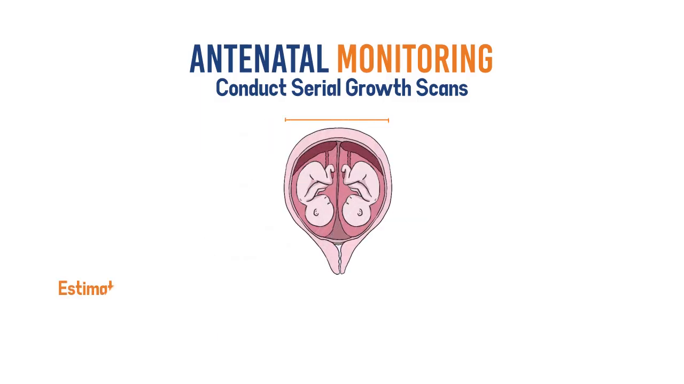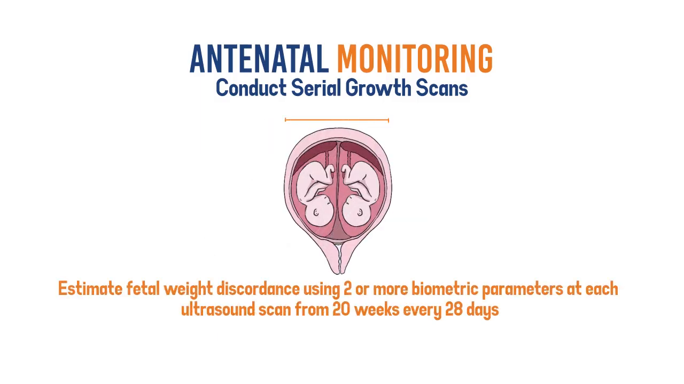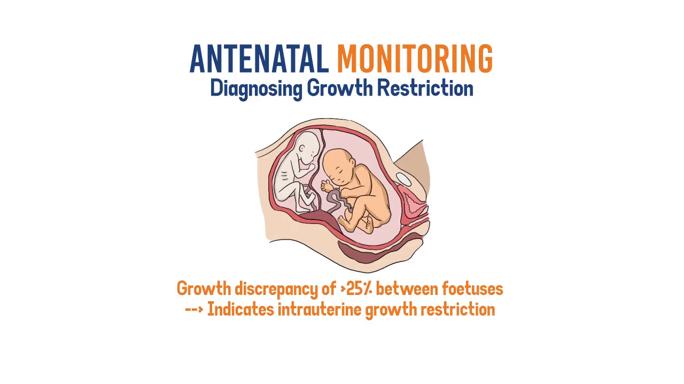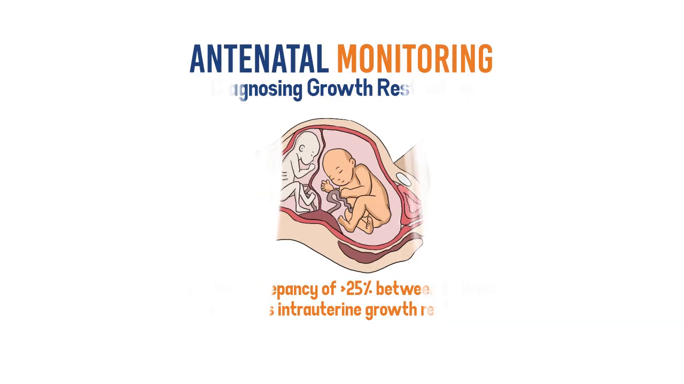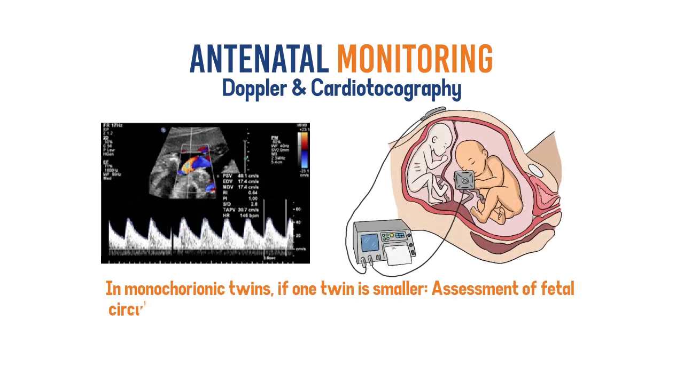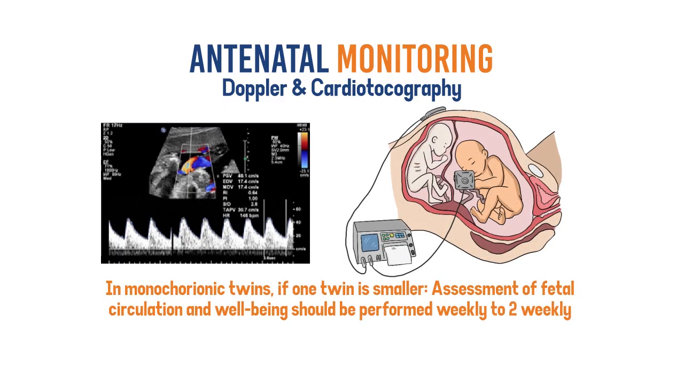Fetal weight discordance may be estimated using 2 or more biometric parameters at each ultrasound scan from 20 weeks every 28 days. A growth discrepancy of more than 25% between fetuses is an indicator for intrauterine growth restriction. Doppler assessment and cardiotocogram: in monochorionic twins, if one twin is smaller, assessment of fetal circulation and well-being should be performed weekly to bi-weekly.